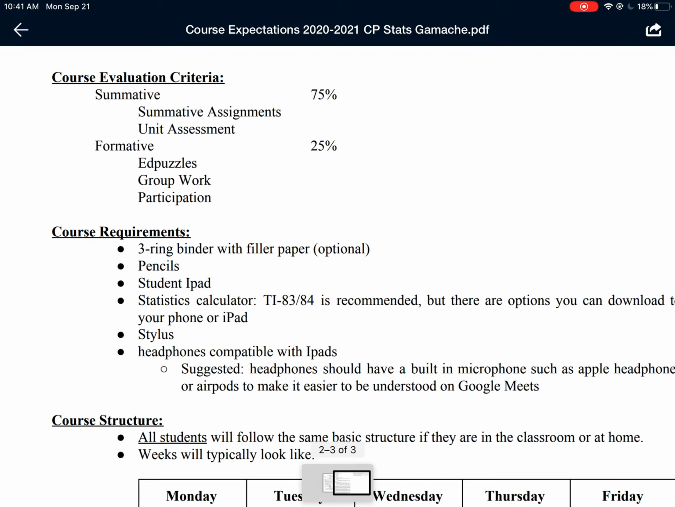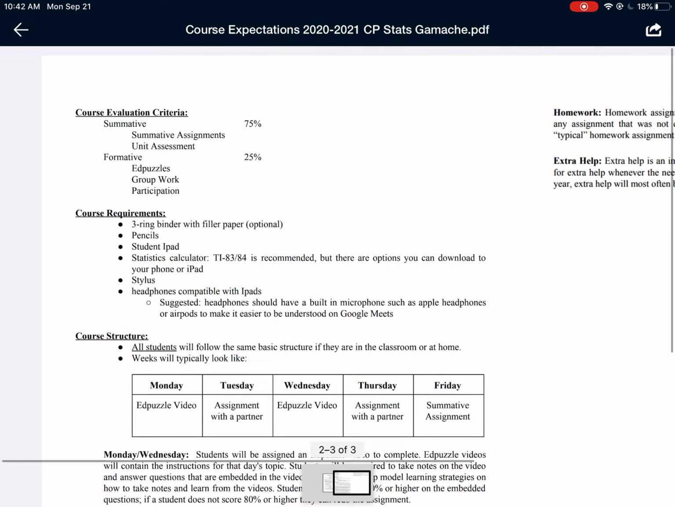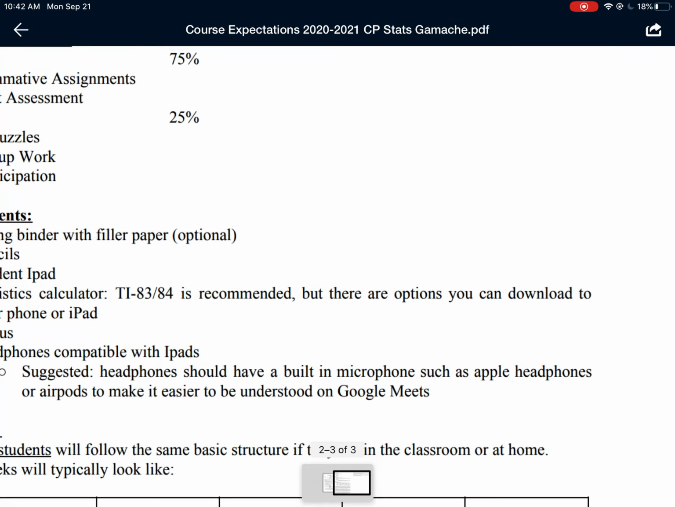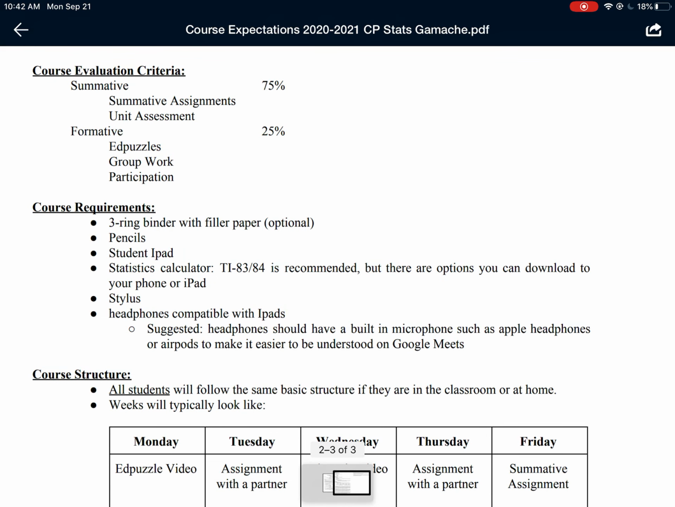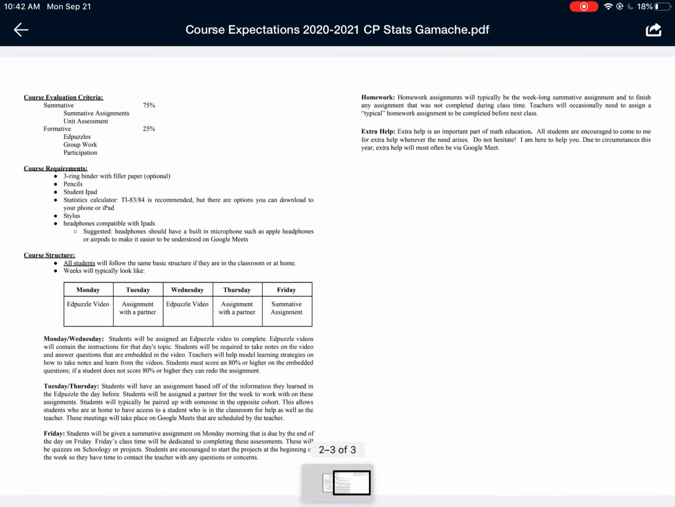Formative assessment is 25%, and that's going to be classwork, ed puzzles, notes, participation, and whatnot. As far as requirements, a TI-83/84 calculator is recommended, but there are a lot of options you can download on your phone or iPad. And I walked through that in the video that I posted for students at the beginning of the year, where I welcome them to the course. So you're more than welcome to check that out. That's available on my YouTube channel as well as here on Schoology.